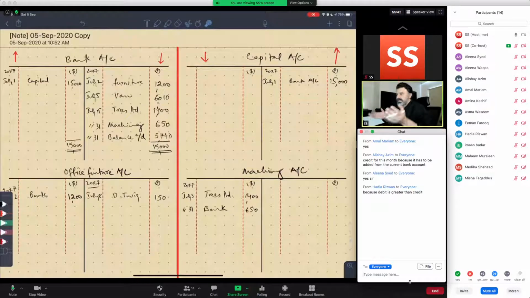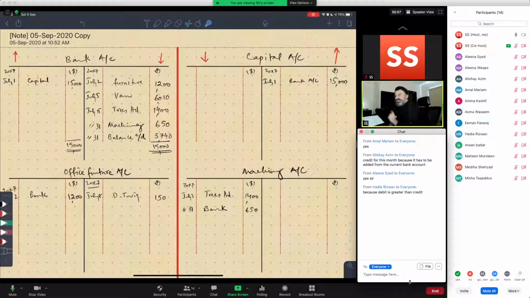In order to balance the scales, we had to put the weight on the lighter side, but that does not change the outcome or the nature of it, excellent Hadia, because debit side is greater than credit. That is excellent. Very, very good, right?